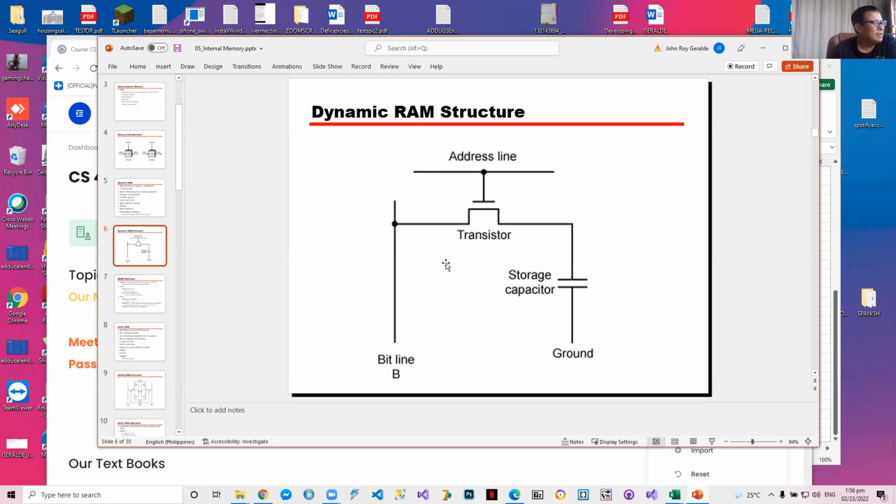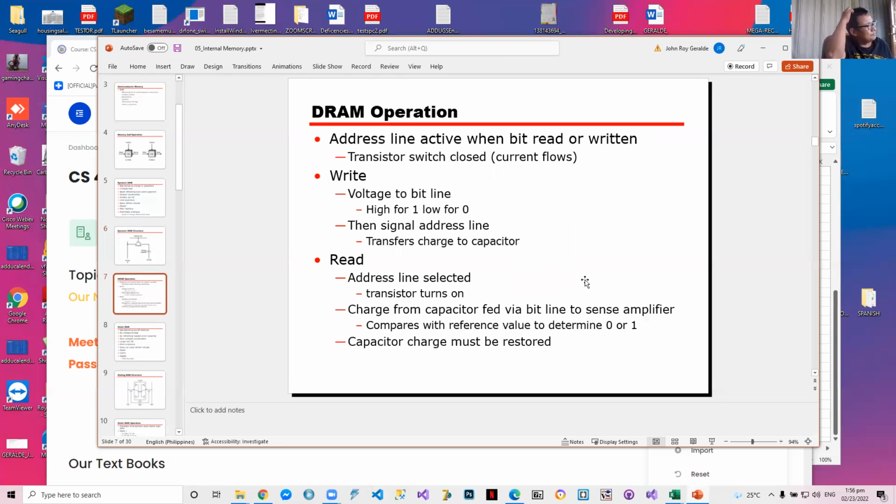Do you follow? So there are essentially two main components. A transistor is used for encoding or for determining the address. If the address is correct, no, the capacitor will be activated. Otherwise, it will just keep on storing the charge that was previously assigned to it. Okay? Do you follow? No? So how it works: the address line is active during read or write when the correct address is given. The transistor switch closes when it's active, no? And it's open when it's inactive.